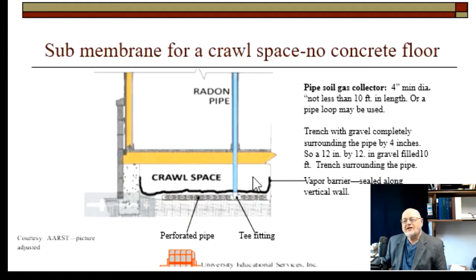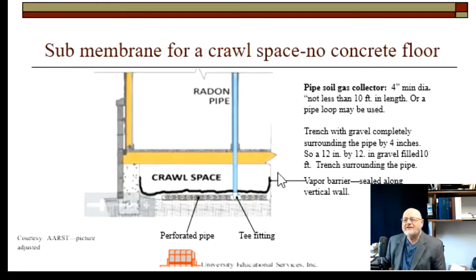Let's take a look at the case where you don't have gravel. Now, if you don't have gravel, what you're going to do is, instead of using the gravel, which you don't have, to collect the gas, you're going to put a perforated pipe to collect the gas. And that's going to be put into a gravel trench, as we've seen before. Not quite as we've seen before, but close.